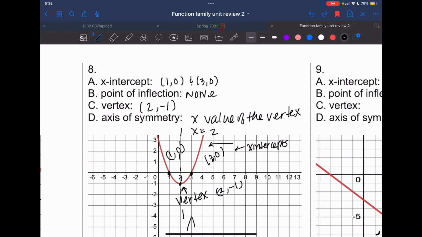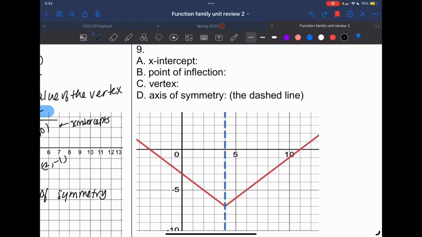So if I draw this out, my axis of symmetry is at x equals 2. And I'll illustrate that by highlighting it. So it's right here. Axis of symmetry. That's where the x equals 2 comes from. We're looking for the x-intercept, point of inflection, vertex, and axis of symmetry.